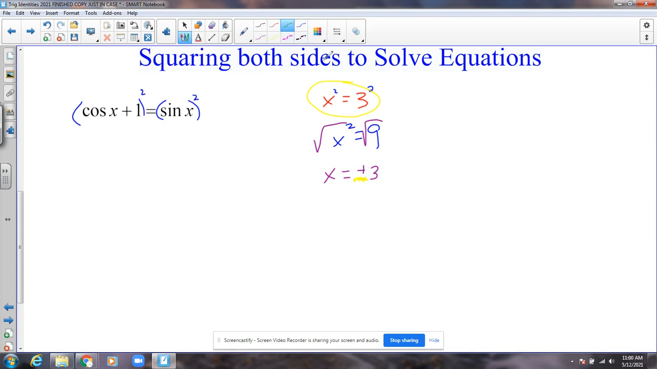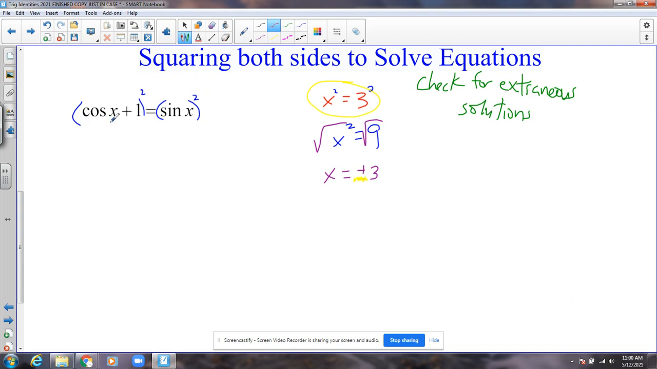So when you are squaring both sides of an equation, any equation, you always need to make sure to check for extraneous solutions. So that's just something to keep in mind when we get to the end of this one. So let's do the math.